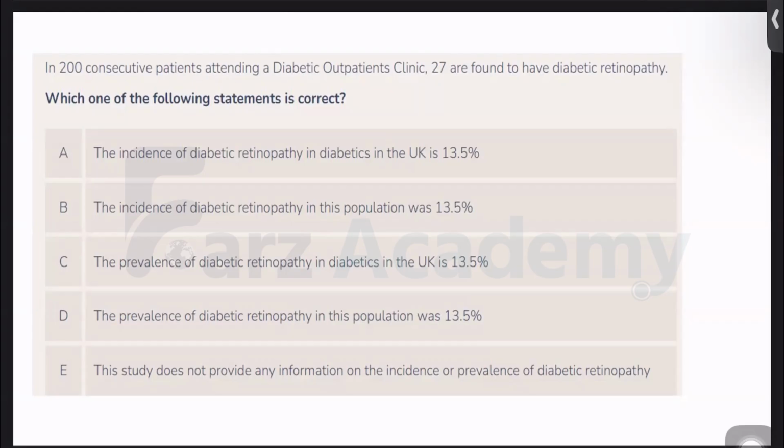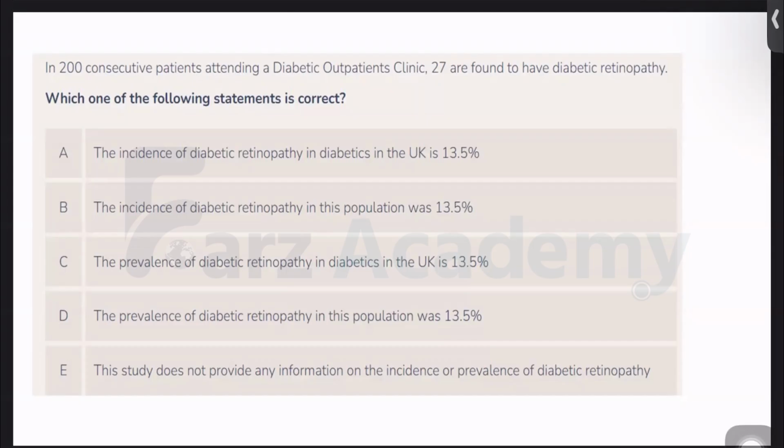Ma'am, C. Okay. Option E. No. B. It is B because it is a survey and new patients are detected. That means incidence is there. Incidence.